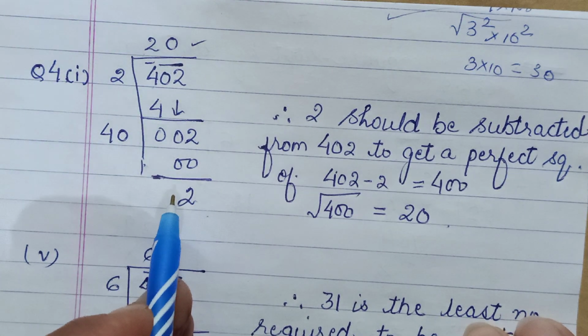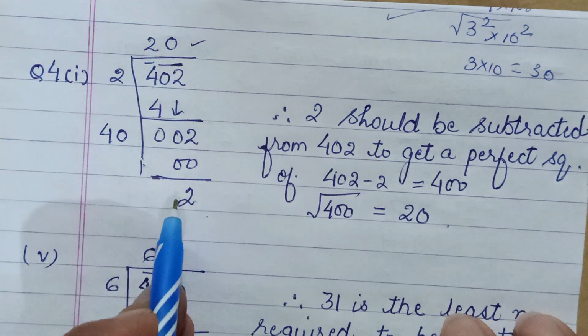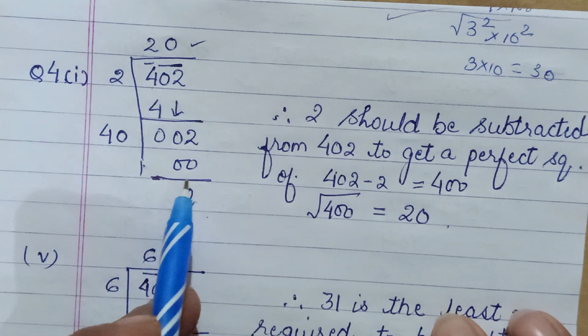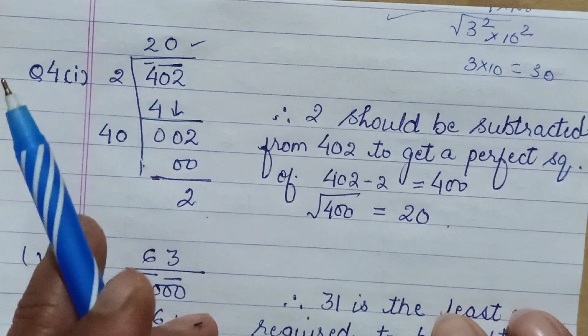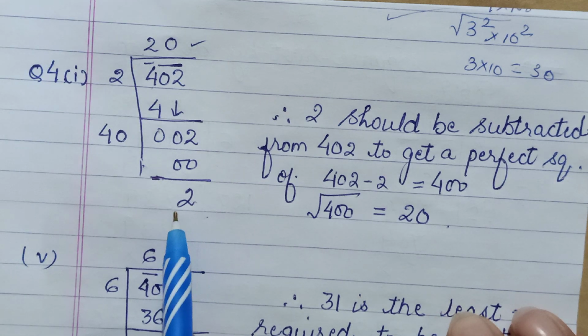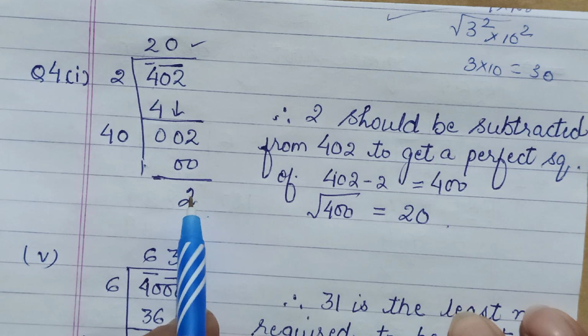Now, to be a perfect square, what should happen? We should get the remainder as 0. Just as a division finishes off, when your remainder is 0 then you say that this is a perfect square. Here the remainder is left, so this is not a perfect square. So what should the remainder have been here? 0, then this would have been a perfect square.